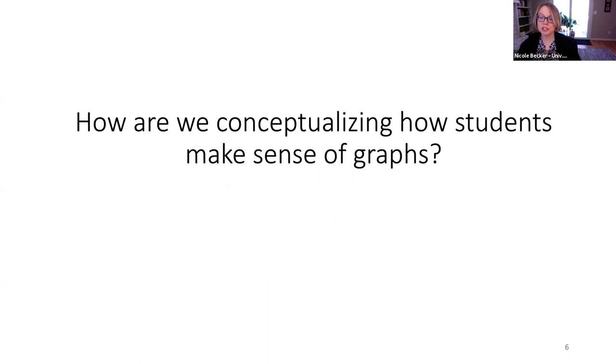So we know that students do things like attend to surface features that an expert would consider irrelevant, map time onto graphs where it doesn't fit, and map processes to different graph shapes. So how are we making sense of these different types of observations?